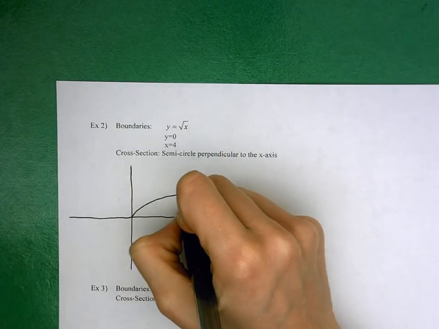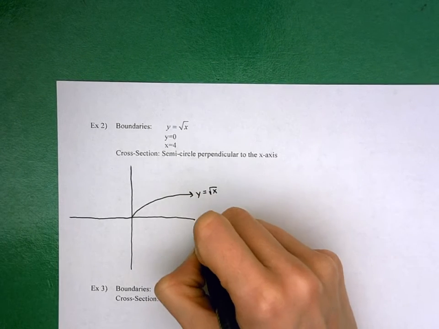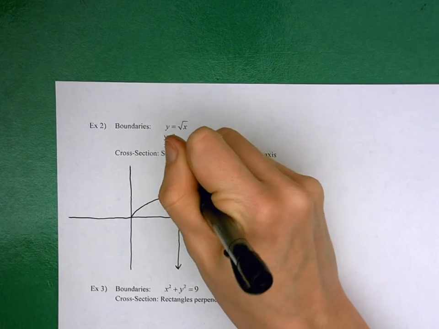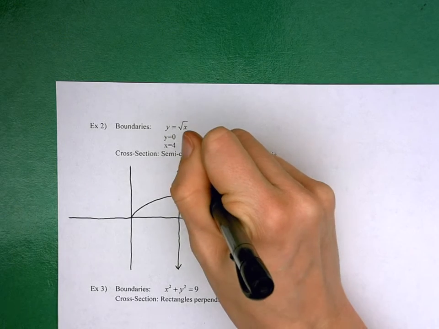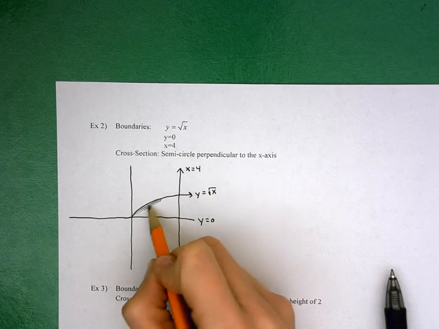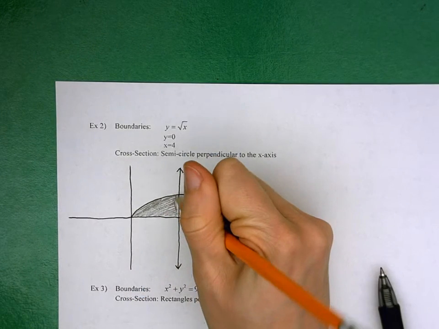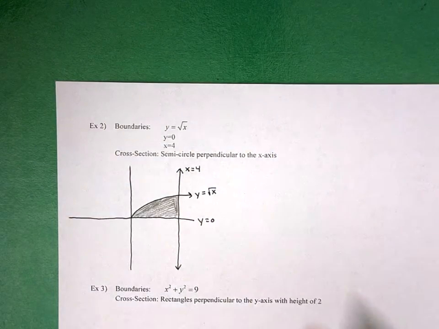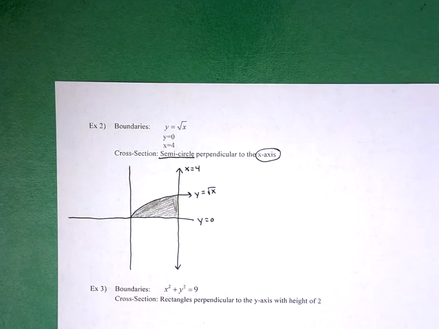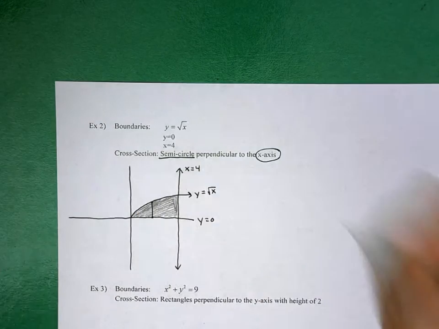We have y equals root x, y equals 0, and x equals 4. Okay, and so there's my region. And so in this one we have semicircles, and they are perpendicular to the x-axis. So let's go ahead and draw in our representative segment.